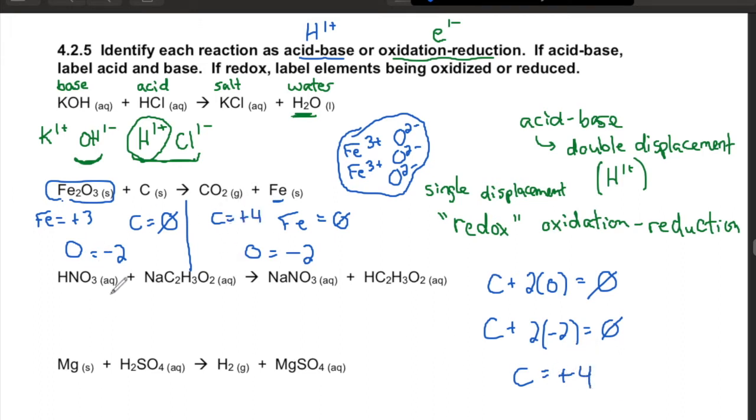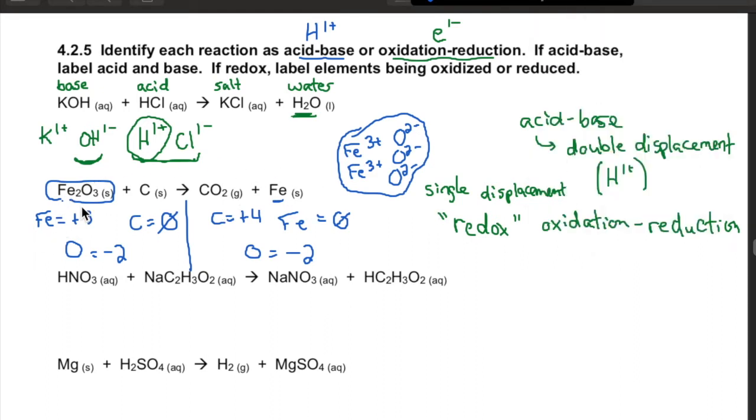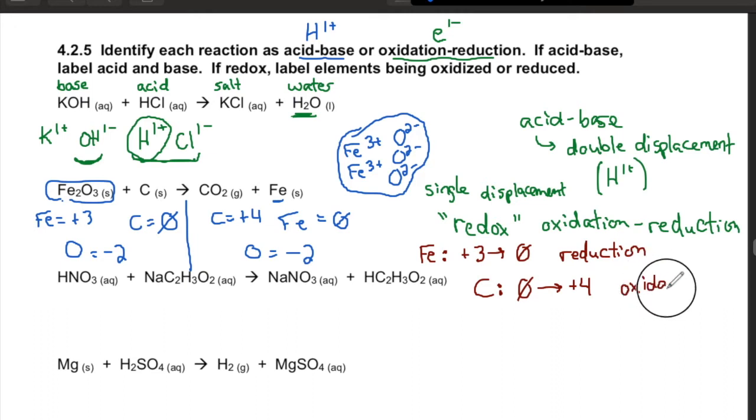So this is an oxidation-reduction reaction. We can see that the oxidation number of carbon is increasing, and the oxidation number of iron is decreasing. Let's summarize what that means. Iron goes from +3 to 0, which is a decrease in oxidation number. That is a reduction; the iron is being reduced. And the carbon goes from 0 to +4, an increase in oxidation number. The carbon is being oxidized, or undergoing oxidation.